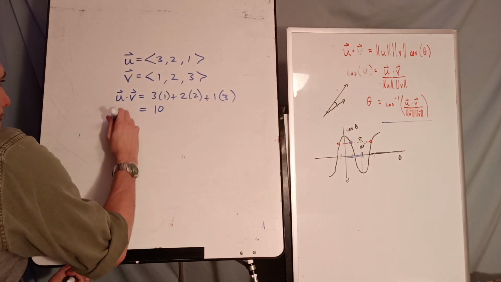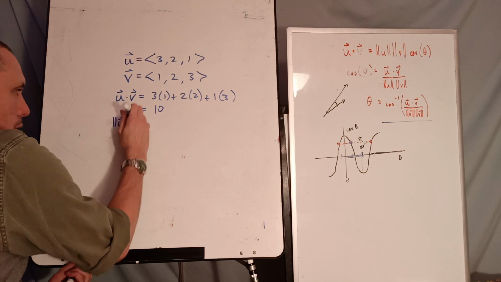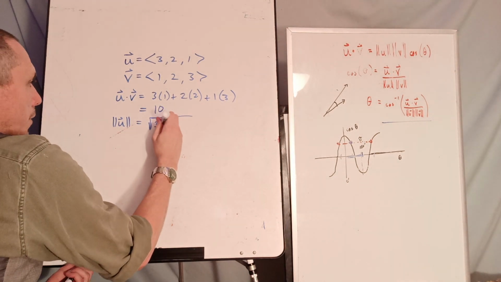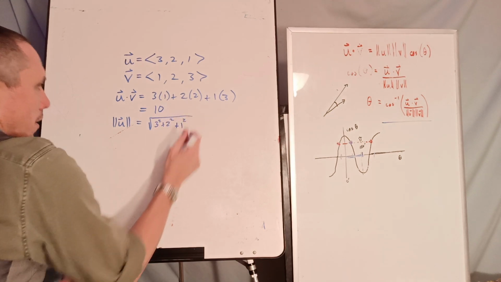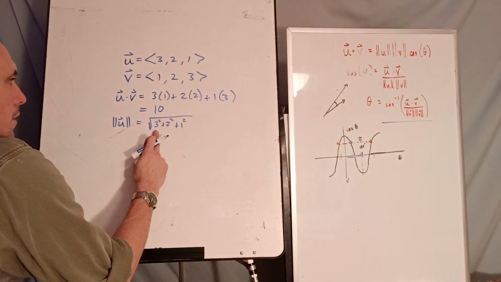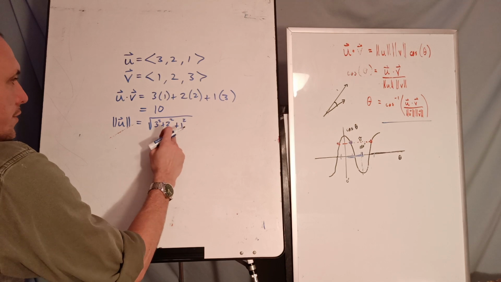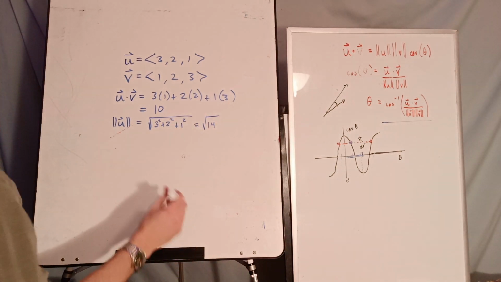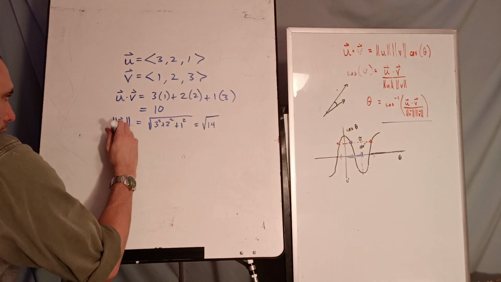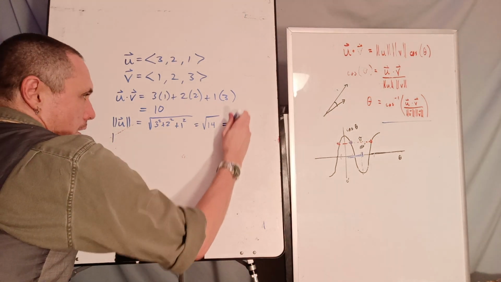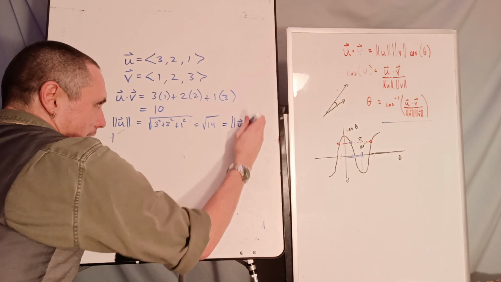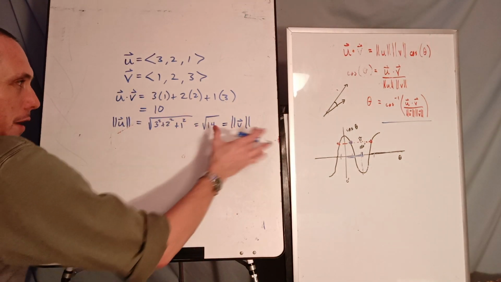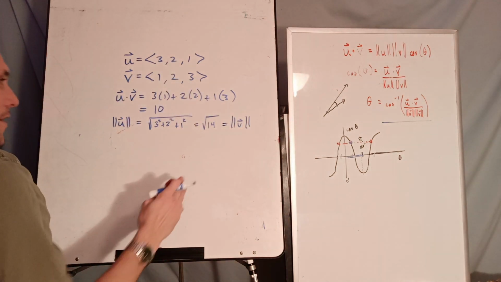And then what about my magnitudes? Well, the magnitude of u is the square root of 3 squared plus 2 squared plus 1 squared. That's 9 plus 4 plus 1, that's 14. And it's not too much effort to see that the magnitude of v is the same, because that's 1 squared plus 2 squared plus 3 squared, so it's just the other way around. I picked those just to simplify things a little bit.